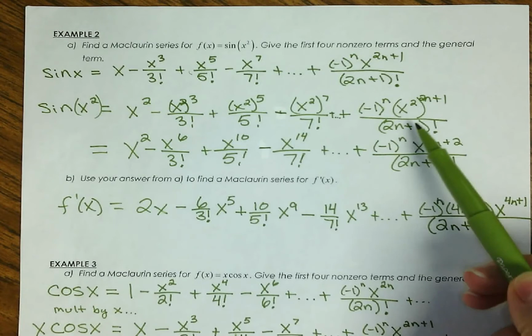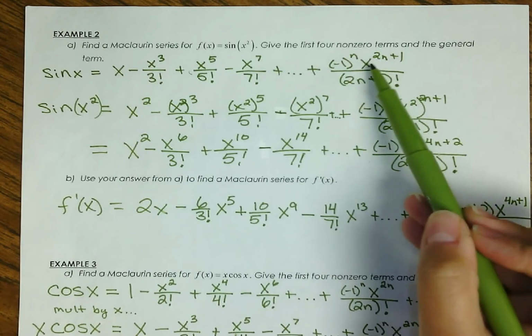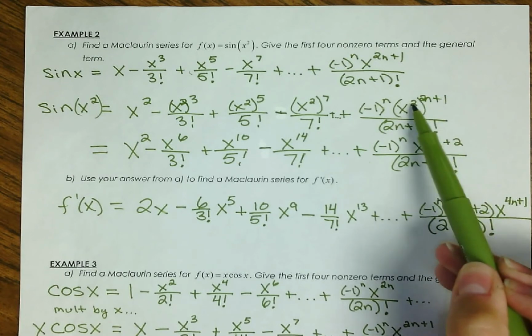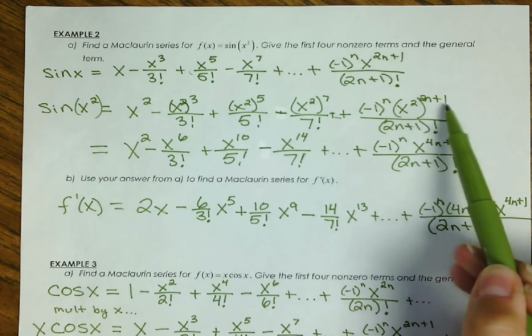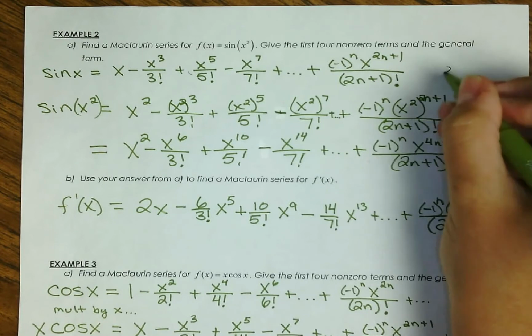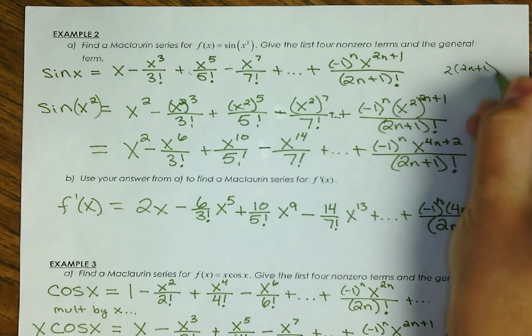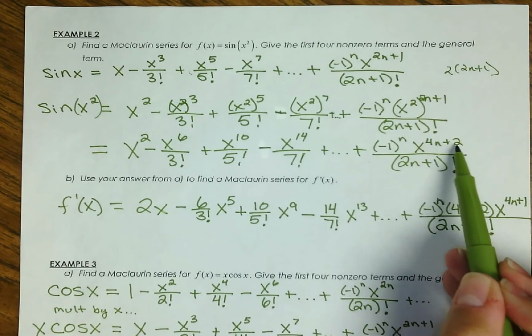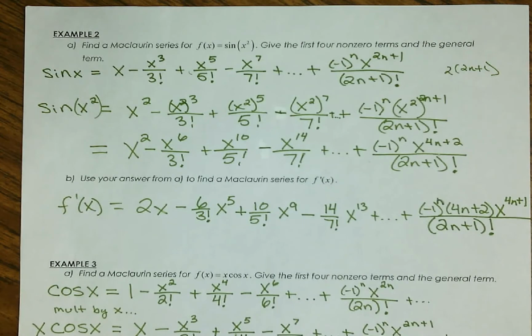And then you've got your general term. So if I replace this x with an x squared, remember now you're in the situation where you have to multiply this 2 by this entire binomial. So it's really like 2 times 2n plus 1. So if you distribute the 2 across, you end up with 4n plus 2. Okay, so that's how you do that on the general term.